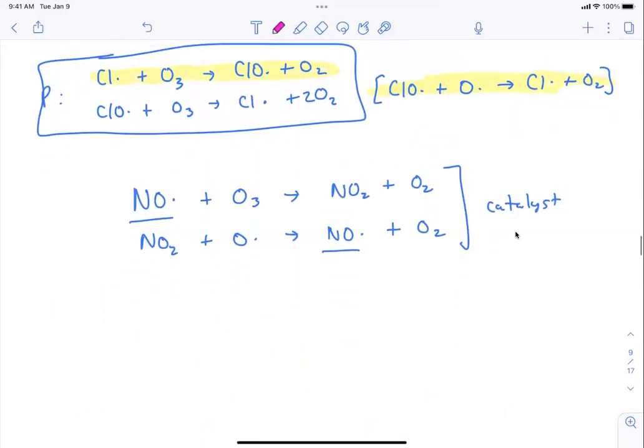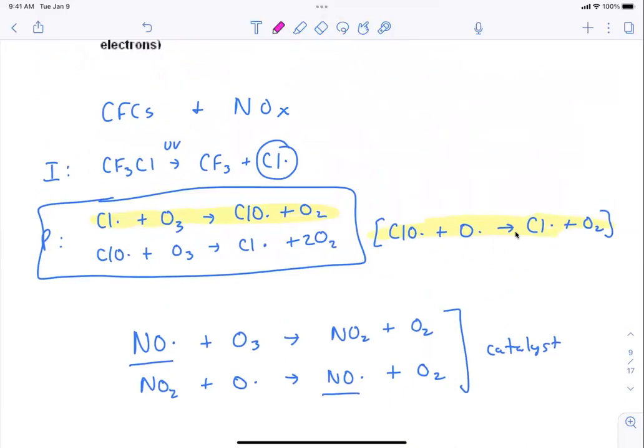The CFCs, is that salts? No, CFCs is chlorofluorocarbons. So when the Cl breaks off in a free radical, it creates this catalyzed decomposition of ozone.